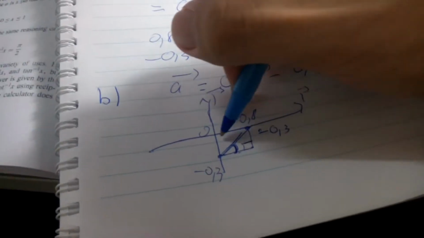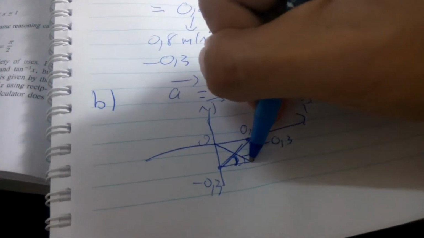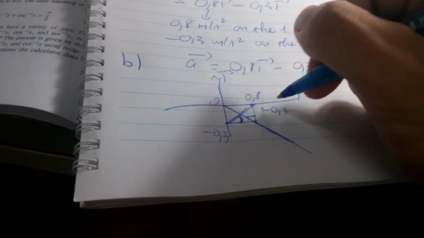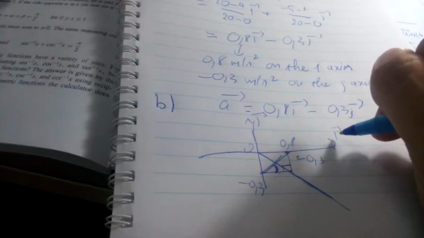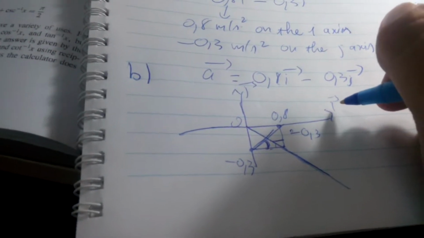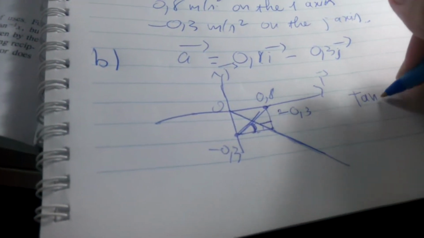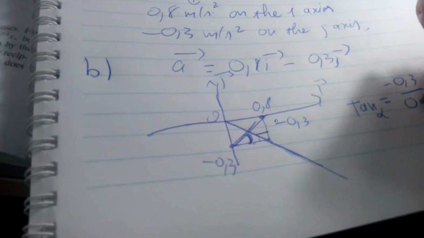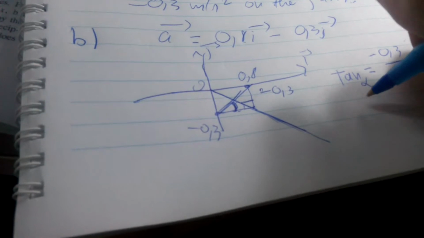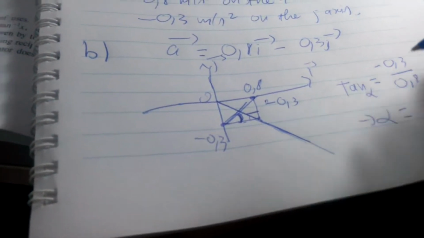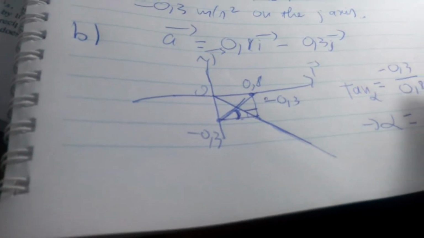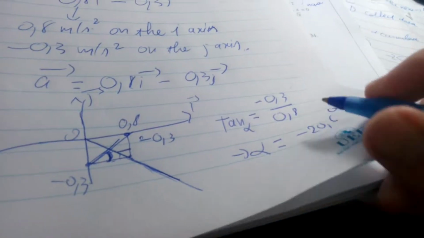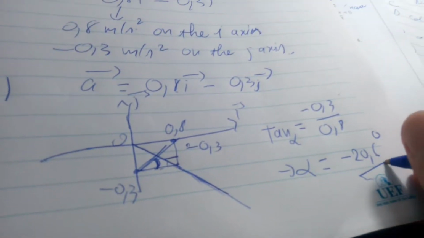As you can see, at this point the acceleration goes this way, down. It lies on the same dimension and in the same direction as the i axis. This angle alpha: tan alpha equals minus 0.3 over 0.8. So the alpha we find is minus 26.6 degrees. Here's the answer for question B.